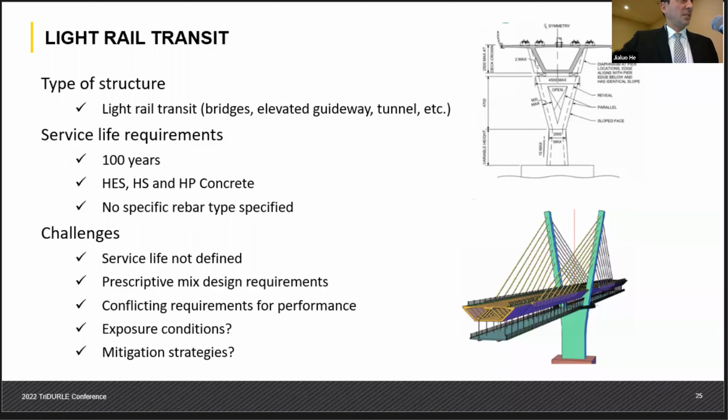These are true projects. It's a problem because the specifications are not defining. The clients do not understand it. The design engineers do not understand it. So we need to find better ways of doing that. Prescriptive mix design requirements are another issue, because now they're telling us what they want in the materials, but they're not understanding that they also want 100 years.